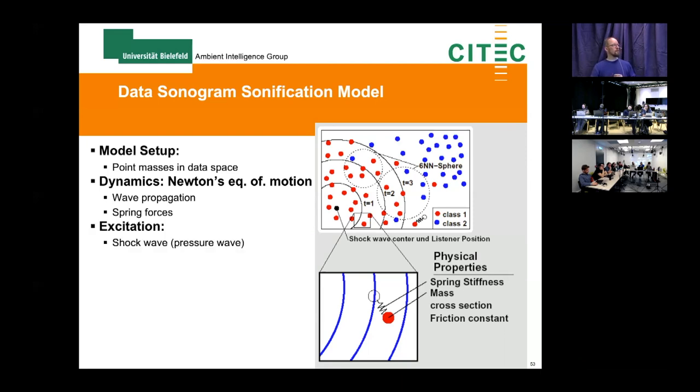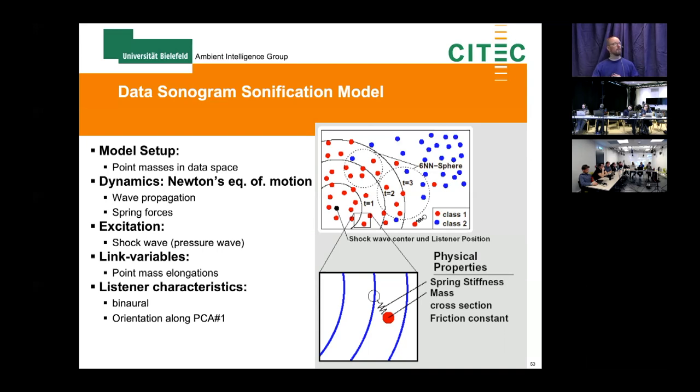So the excitation would be the shockwave mechanism and pressure waves. And for the sonification, we just take these oscillations of the data point masses around their location as a sound signal. And then we may decide even where to put the listener. For instance, one idea is if I hit the data space here, I would have everything which is left of that on the left channel, everything that's right of it on the right audio channel, so I would have a spatial audio display.